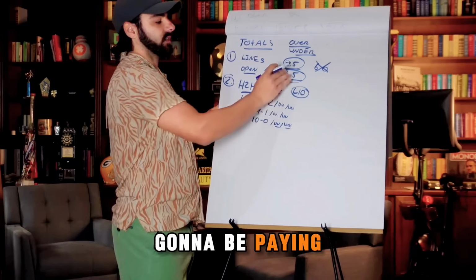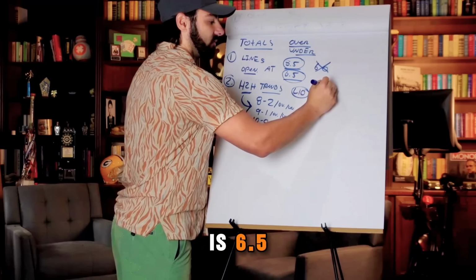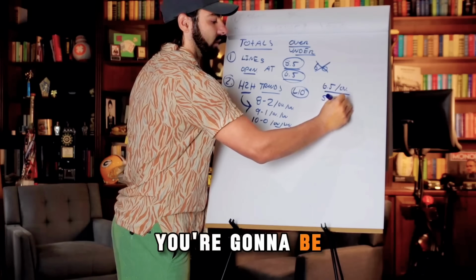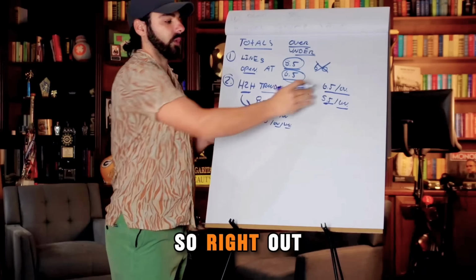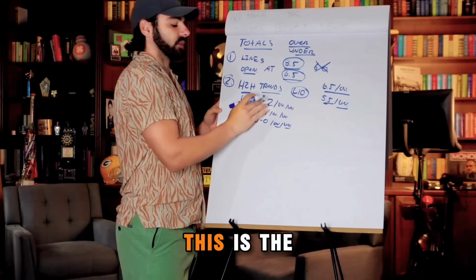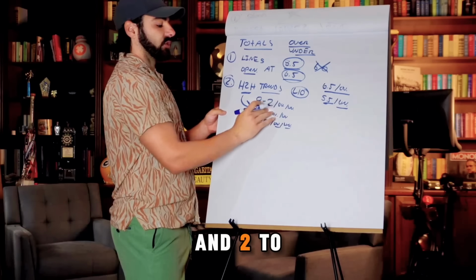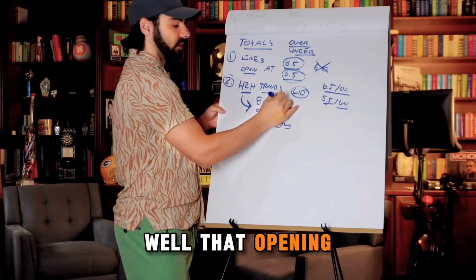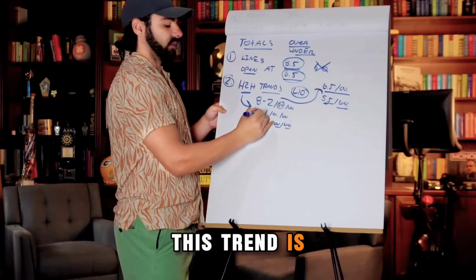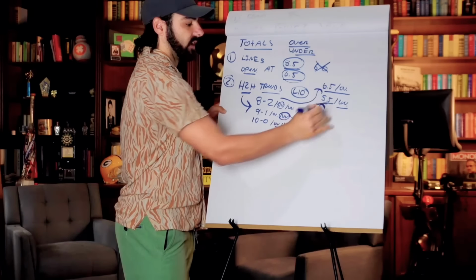What we're going to be paying attention to with these opening numbers is that at 6.5 you're looking at the over, and at 5.5 you're looking at the under. Right out the gate, this is the trend you want to line up. If a trend is 8-2 to the over, that opening line should be at 6.5. If the trend is 9-1 to the under, your opening line should be 5.5.